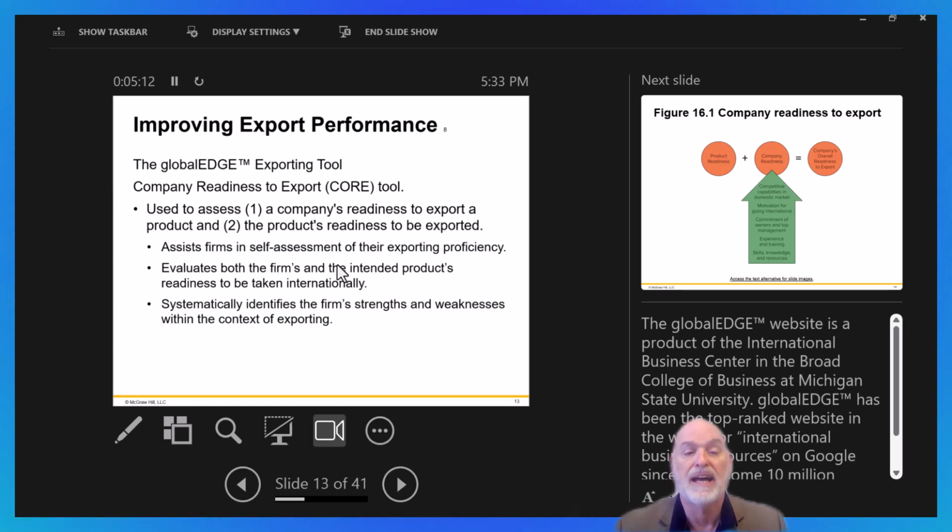The Global Edge Exporting Tool, Company Readiness to Export Tool, used to assess a company's readiness to export a product and the product's readiness to be exported. Assists firms in self-assessment of their exporting proficiency and evaluates both the firm's and the intended product's readiness to be taken internationally. It systematically identifies the firm's strengths and weaknesses within the context of exporting.